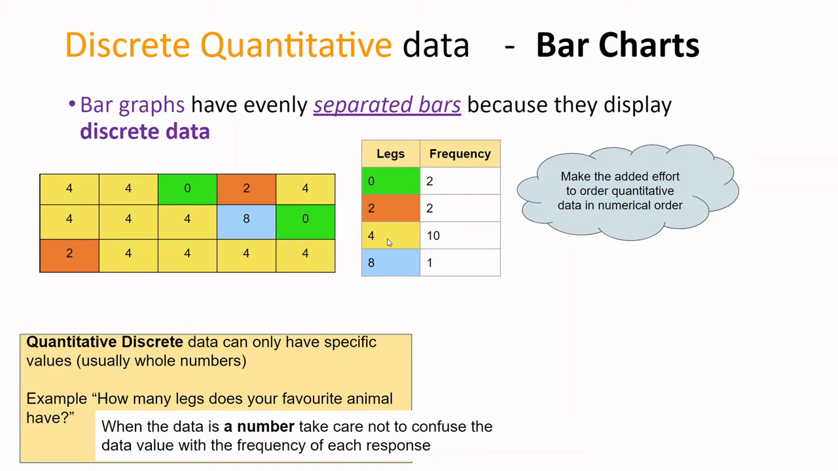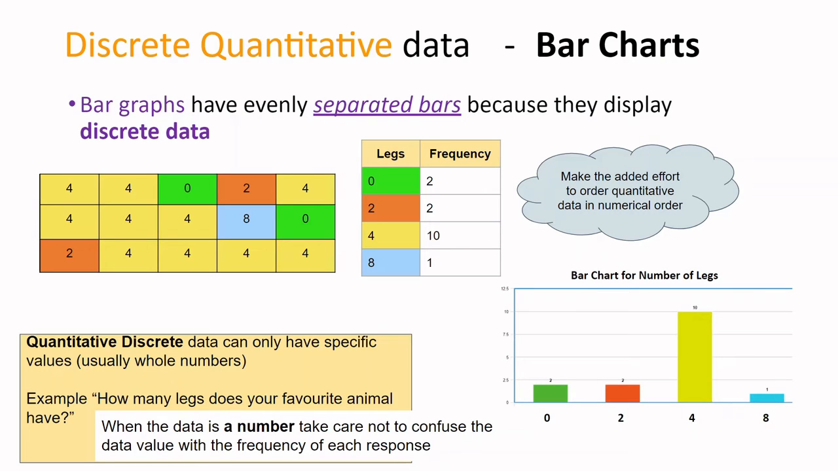Now that I've ordered my values in order in the frequency table, I'm ready to make a bar chart. I've got a bar chart for the number of legs of animals. I've labeled it with a nice title saying what kind of graph it is and what it's about. I made sure that my axes were high enough to reach the tallest bar, the highest frequency, which was 10. And I've labeled my bars underneath with the numbers of legs that they represent.